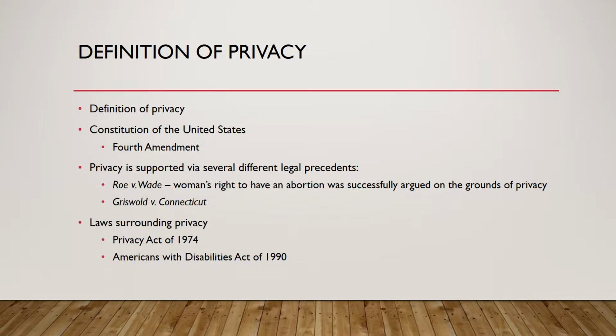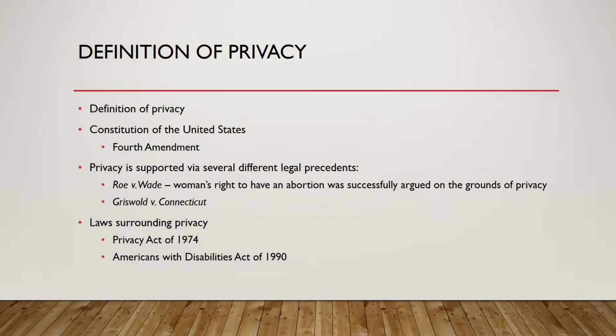Privacy is defined as the state or condition of being free from being observed or disturbed by other people. Privacy is never explicitly mentioned in the Constitution of the United States, nor is it listed under the Declaration of Independence list of inalienable rights. In fact, the closest privacy comes to being mentioned in the Constitution is in the Fourth Amendment.